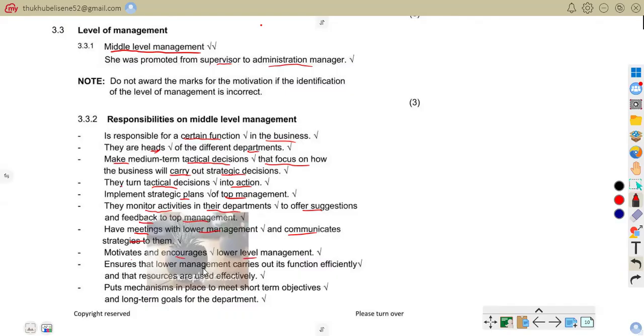They ensure that lower management carries out its function efficiently and that resources are used effectively, so they ensure efficient use of resources. For example, they control departmental expenses. They put mechanisms in place to meet short-term objectives and long-term goals for the department. For example, setting monthly targets aligned with annual goals. So that is that.